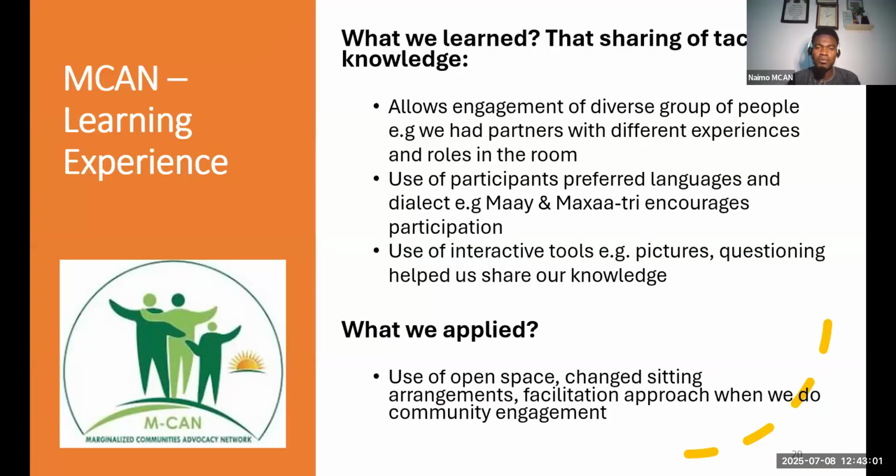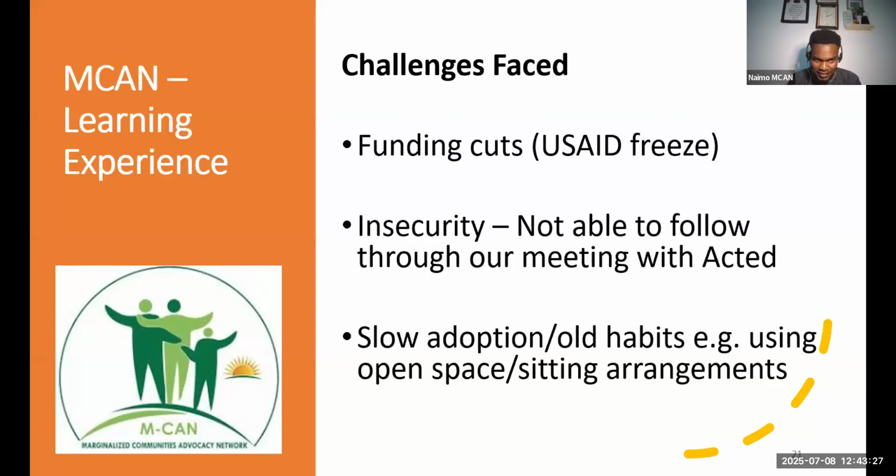When it comes to what we applied, the seating arrangement was something unique. We made a circle so that there were no borders. You can engage every person, everyone, so it was simple to navigate within the workshop. And yes. Okay, next slide.